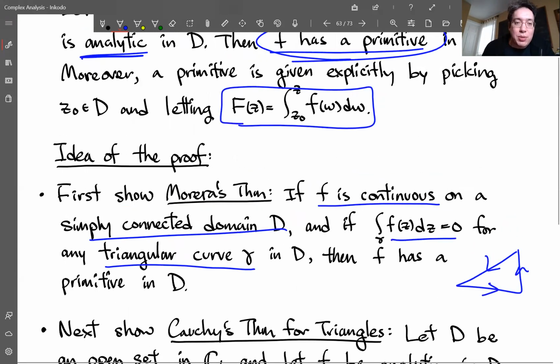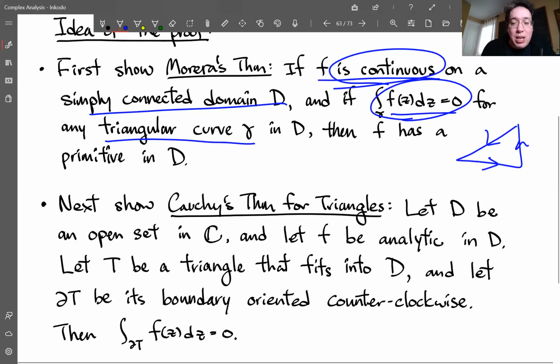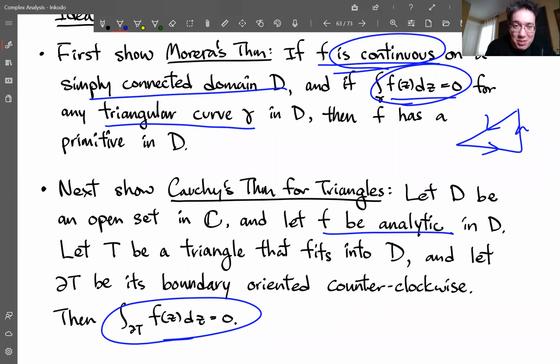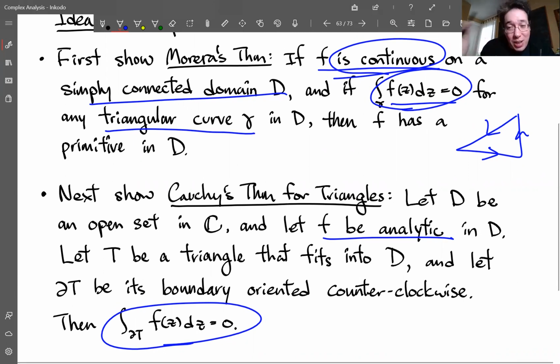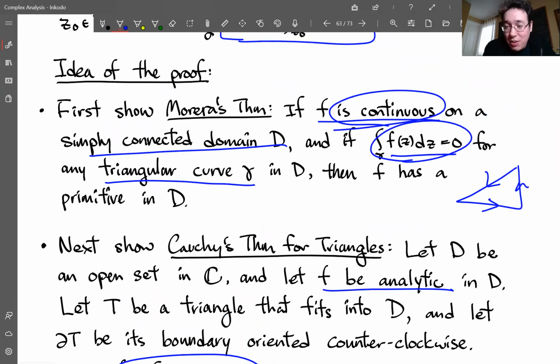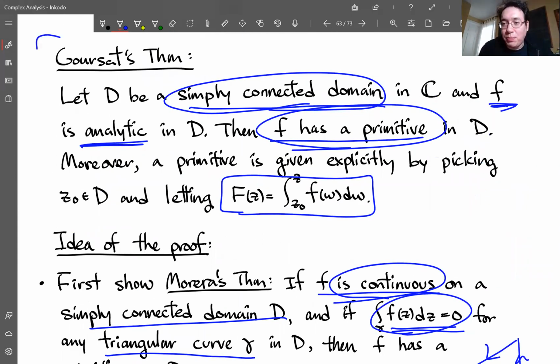And then the second thing to prove, to turn it into Goursat's theorem, is to change the fact that you have a continuous function having this property into, if you have an analytic function, then the integral on the triangle will be 0. So that's going to be Cauchy's theorem for triangles. Okay, so putting these 2 theorems together, right? If you have an analytic function, the integral over the triangle is 0. And if the integral over the triangle is 0, then you have a primitive, right? So those two theorems together will prove Goursat's theorem. Okay. All right, so we'll get to the details of how we might prove those things in the next videos.